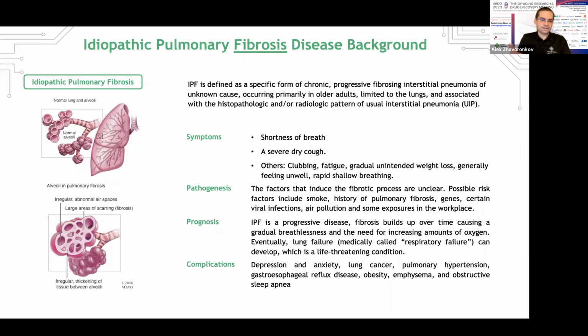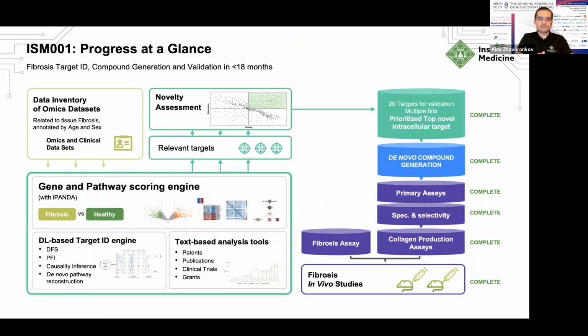Like ALS, it's age related, so the average age of onset is also 55 to 65. Within that age range, you don't see IPF in kids and young adults. And also, it's a huge market. It's $3.5 billion for two drugs, nintedanib and pirfenidone, that do not solve the problem. And here is the workflow that we used for this therapeutic program.